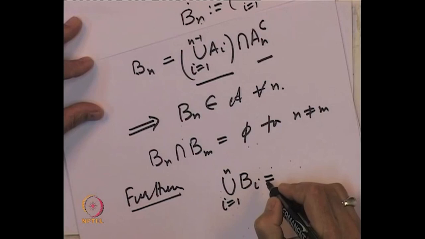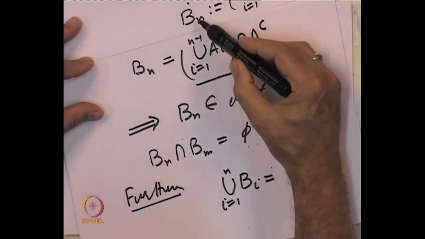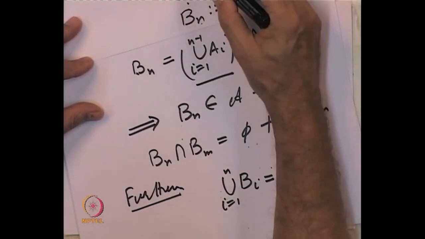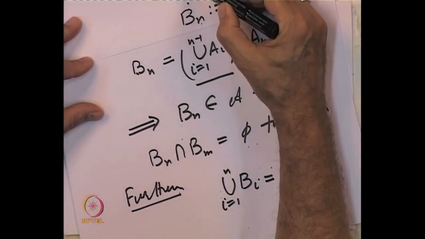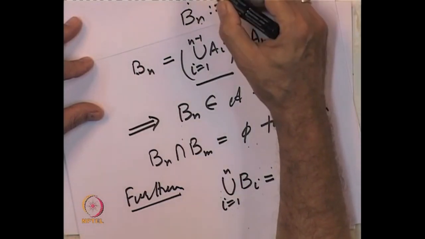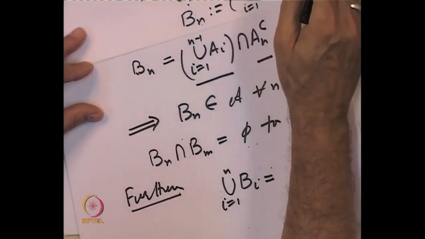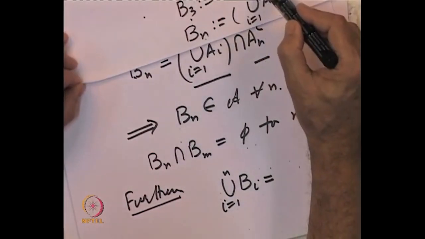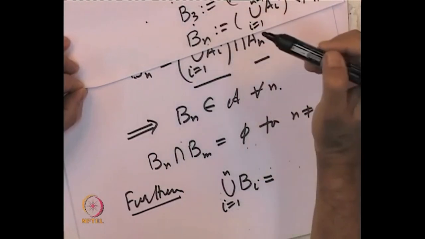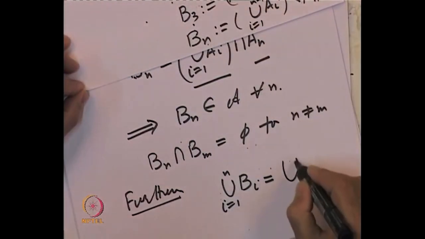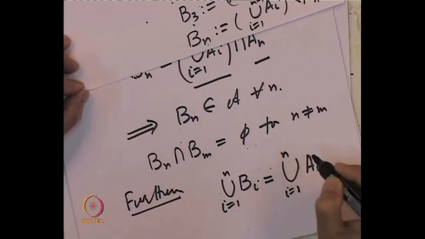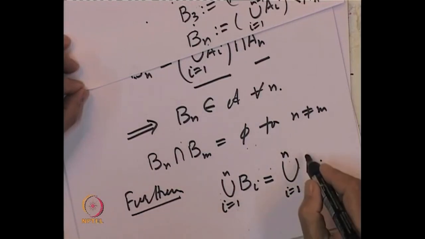It is precisely B1 is A1, B2 is A2 minus A1. So, what is B1 union B2? That is same as A1 union A2. And similarly, B1 union B2 union B3 is same as A1 union A2 union A3. So, for every n, the union of Bi's, i equal to 1 to n, is same as the union of Ai's, i equal to 1 to n.